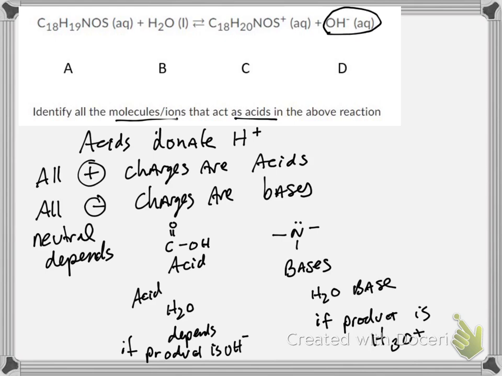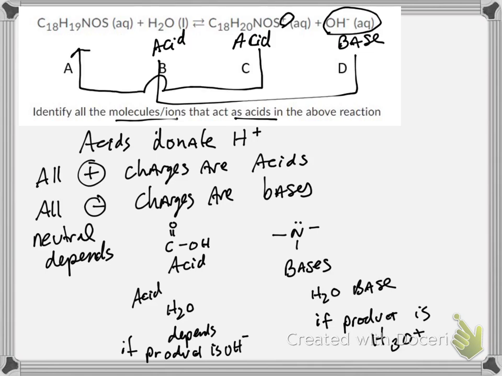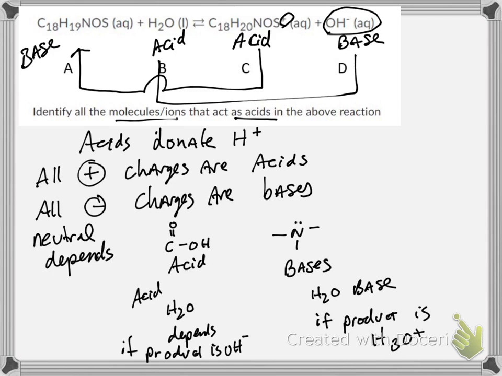Now when we look here, we see hydroxide ion, we see a positive charge. So the positive charge here is an acid. We know hydroxide ion is a base. That also means that the conjugate on the other side of the reaction must function the other way. So water must be acting as an acid here. And the conjugate of the C18H19NOS must be the base. And it's a neutral nitrogen, so we can also get it from there.